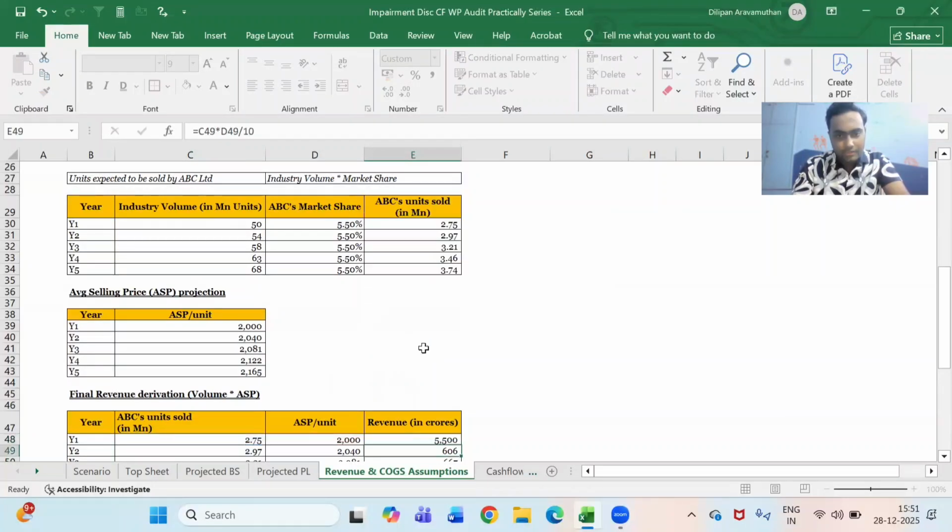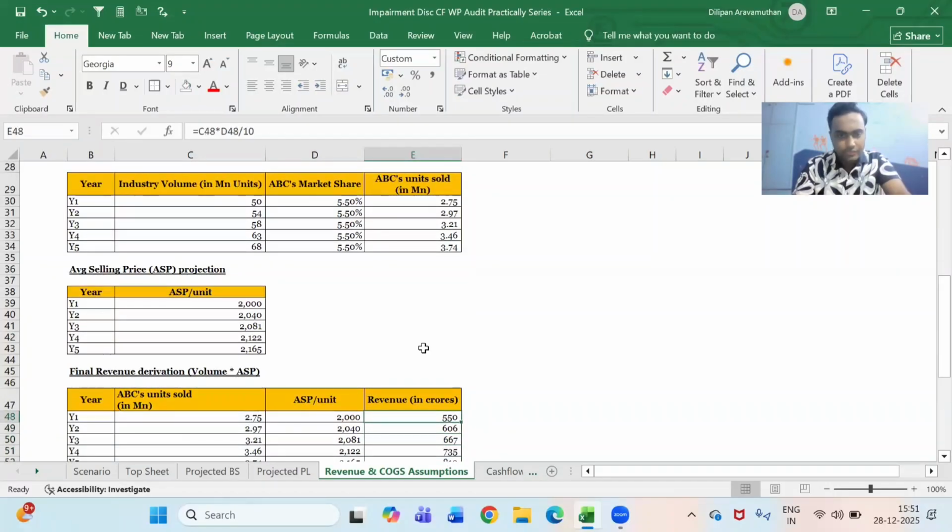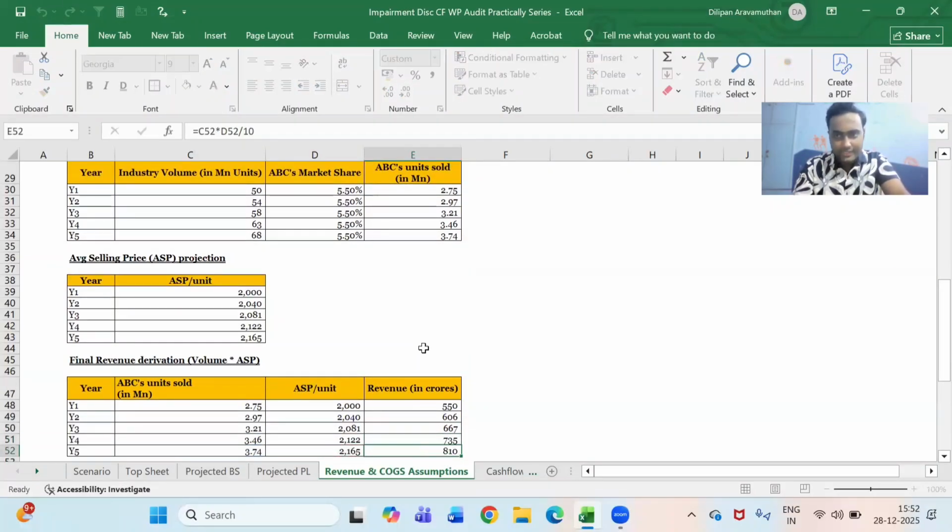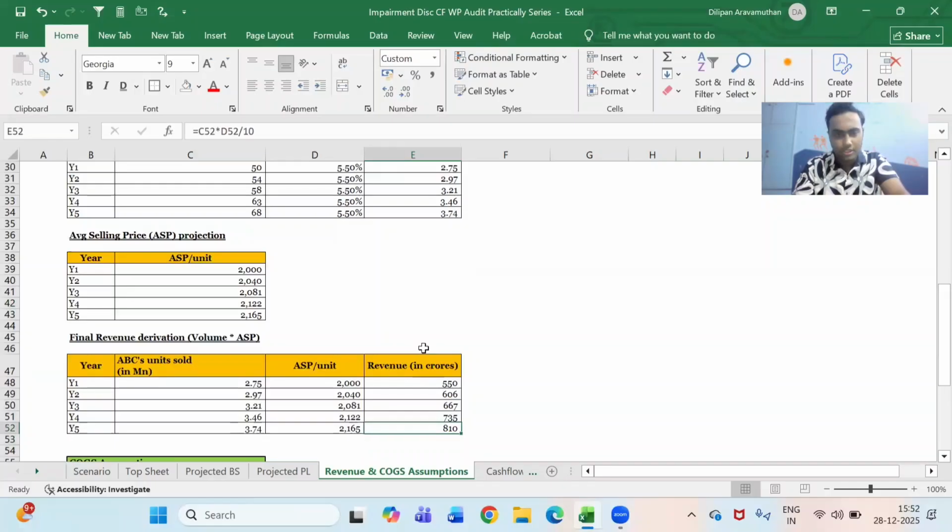But as you remember, our balance sheet and P&L were in crores. So 10 million is equal to 1 crore. So to derive this number in crores, we basically divide by 10, which is what we have done here. So for year 1, the revenue is 550 crores. Year 2, it's 606 crores. Year 3, it's 667 crores. Year 4, it is 735 crores. Year 5, it is 810 crores. I hope that's very clear, guys. I hope you got an understanding.